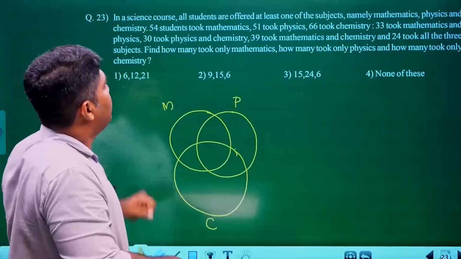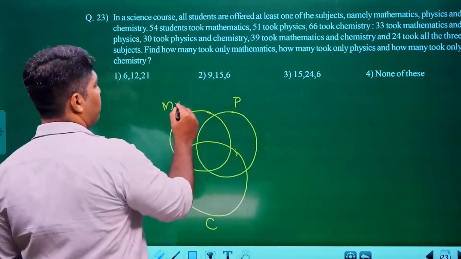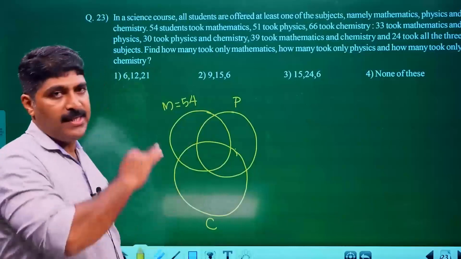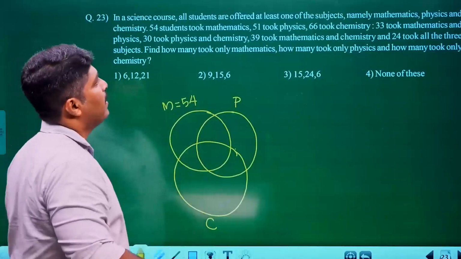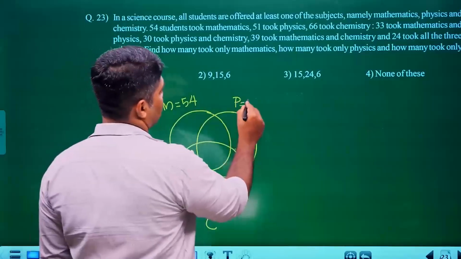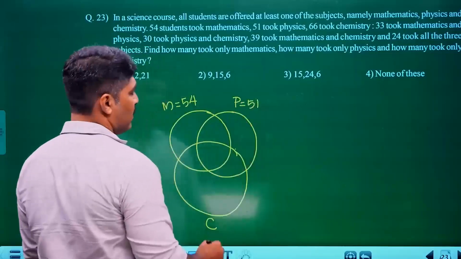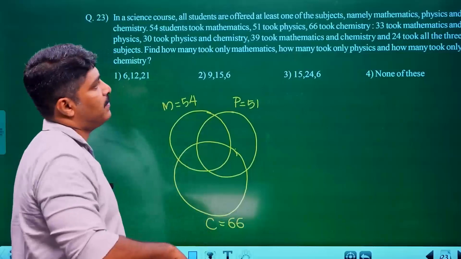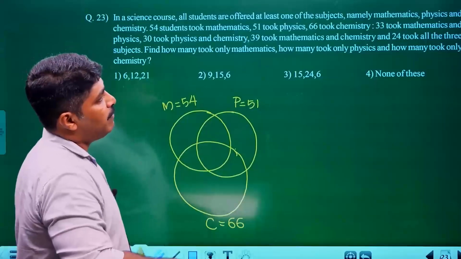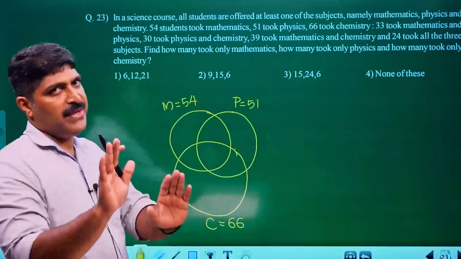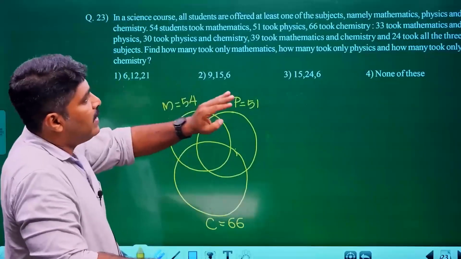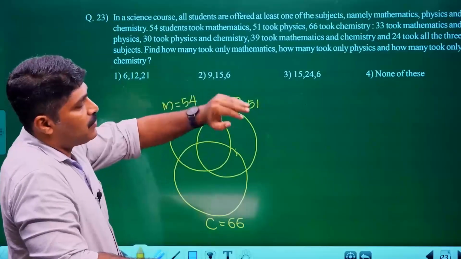54 students took mathematics, where we have to put this value. We just put it here, 54. So never write inside the circular regions here. And 51 took physics, so that is 51. And 66 took chemistry, 66. Clear? 33 took mathematics and physics, stay there. 30 took physics and chemistry. 39 took mathematics and chemistry.